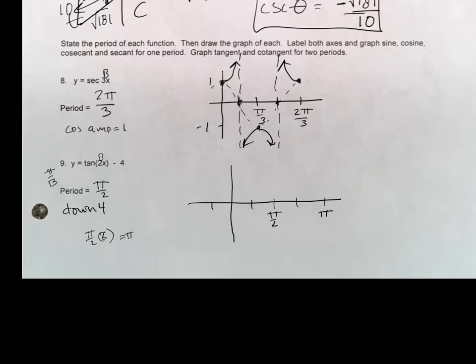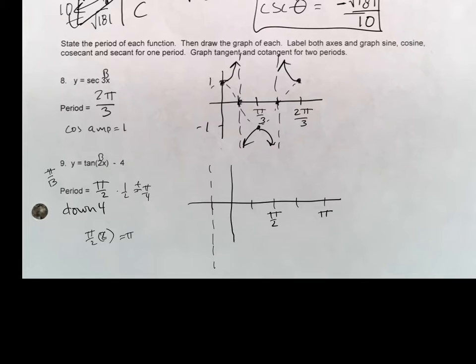Now the period is really pi over 2. Half of that is pi over 4, which means your first asymptotes are going to be at plus or minus pi over 4. And of course for this graph, 1 mark is pi over 4. So our first asymptote will be right there.